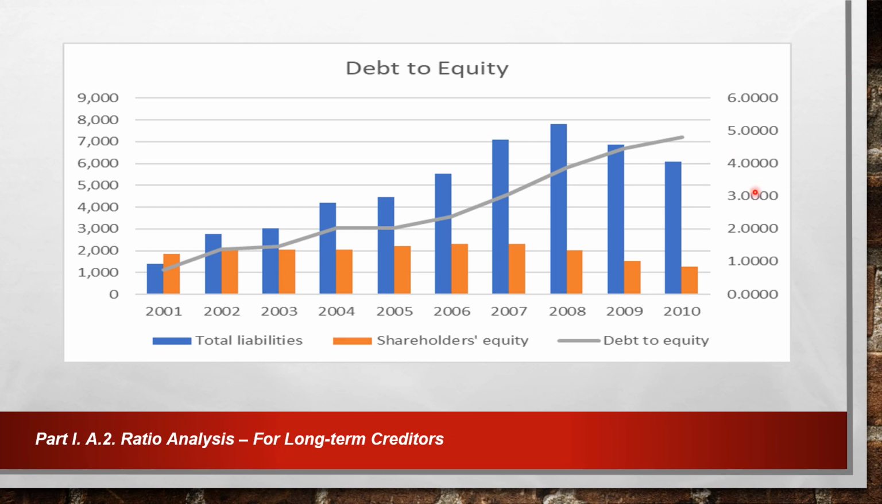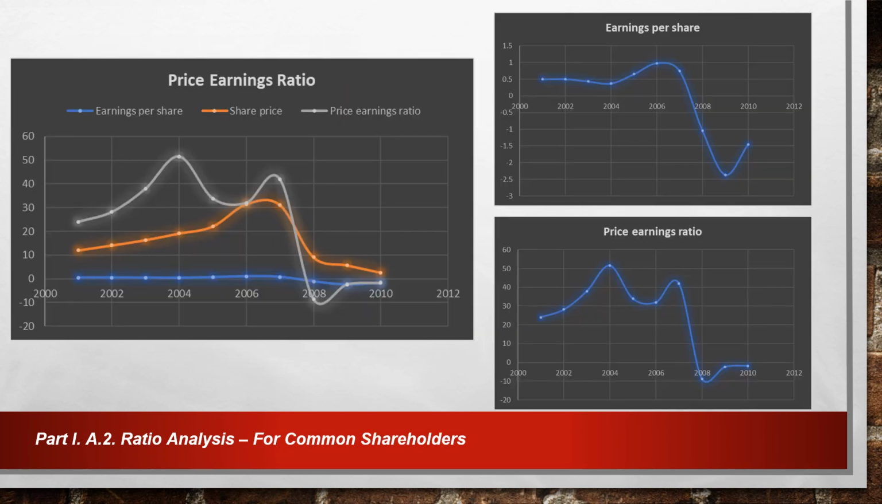So ibig sabihin, more of the money comes from creditors, so they are bearing more risk, hence they are requiring more return. Okay, so we now go to the ratio analysis for common shareholders. Common shareholders focus on net income, dividends, and stockholders' equity. So first stop, earnings per share.